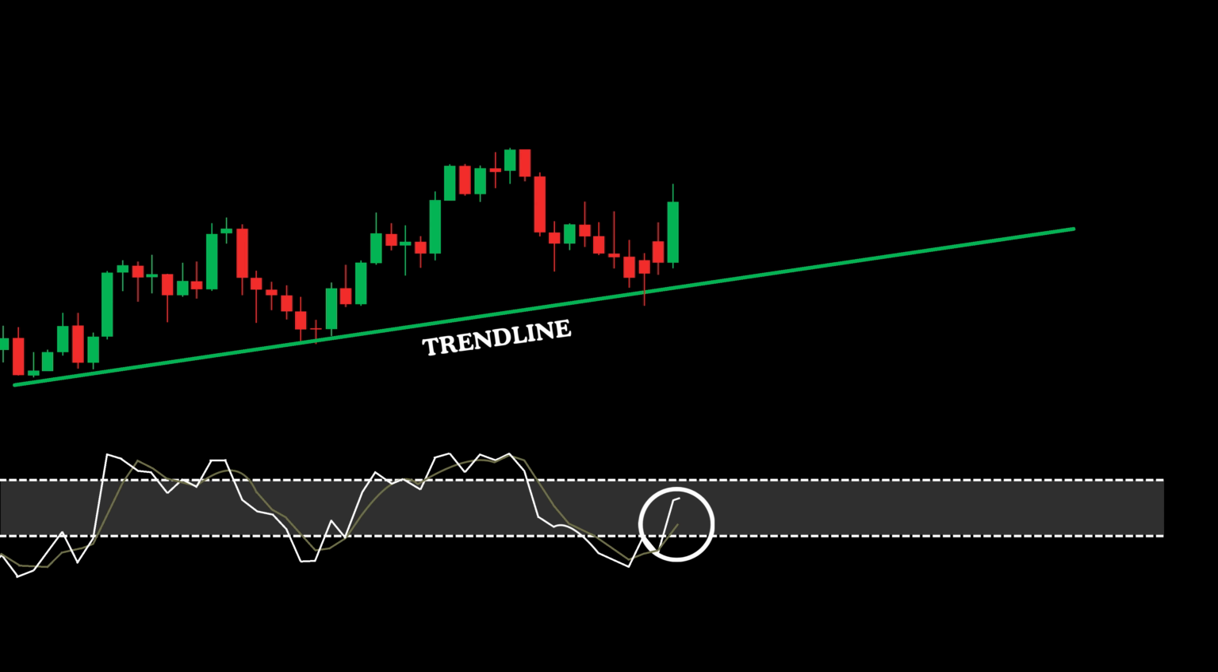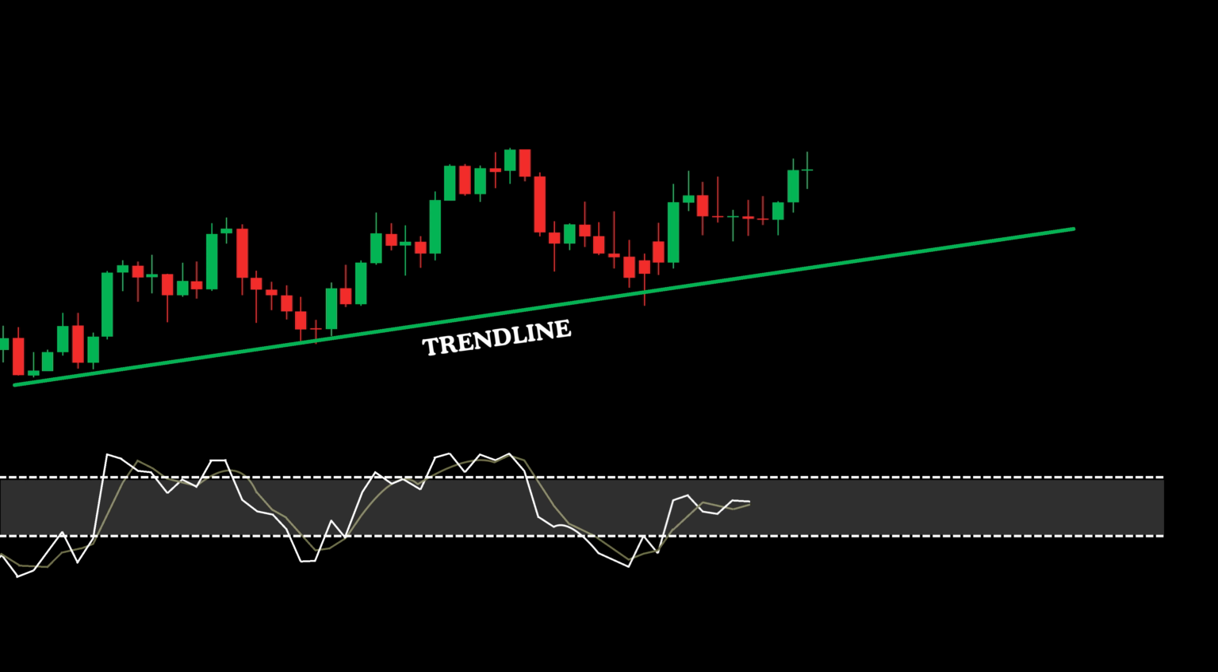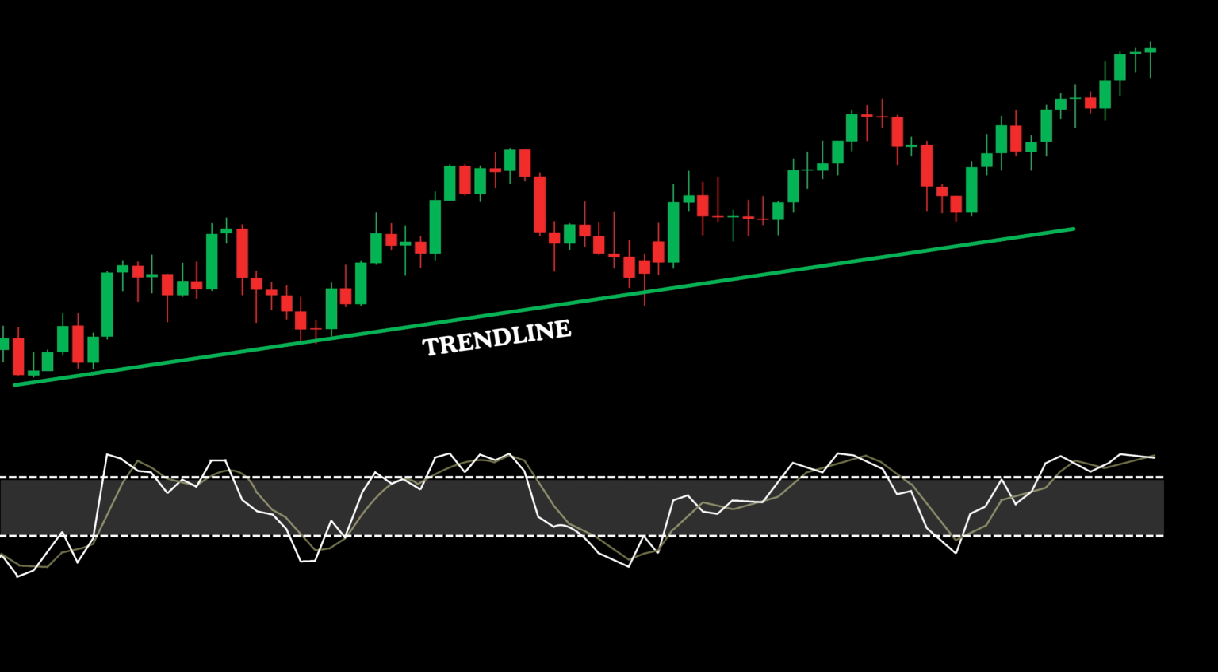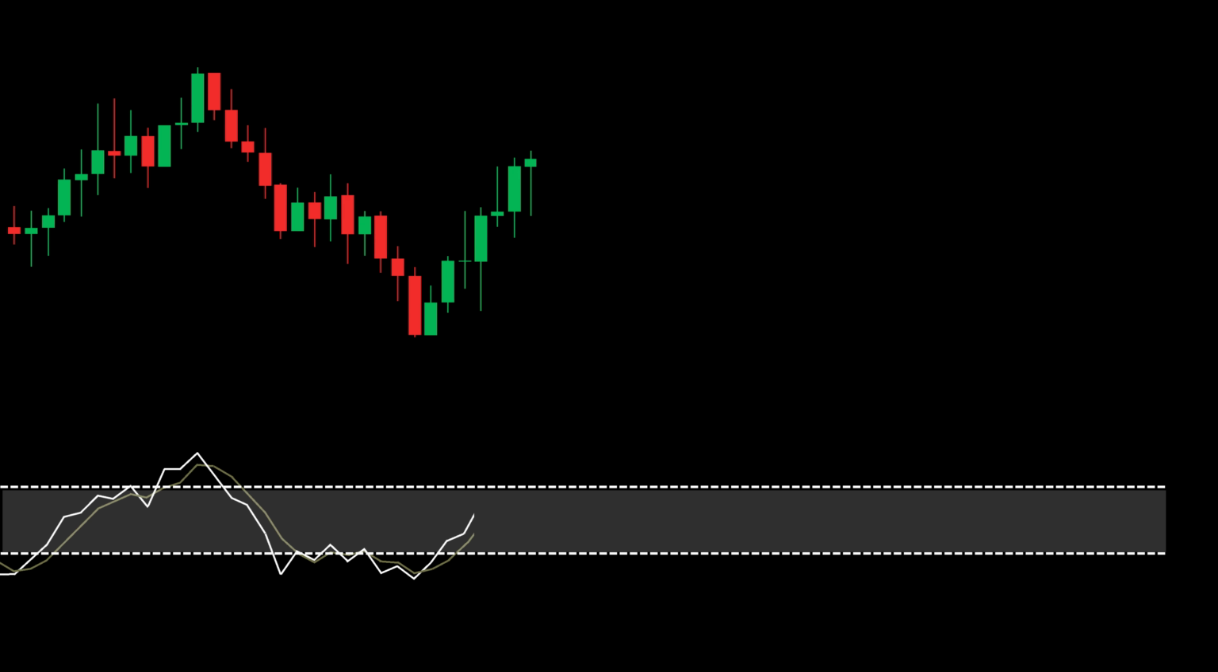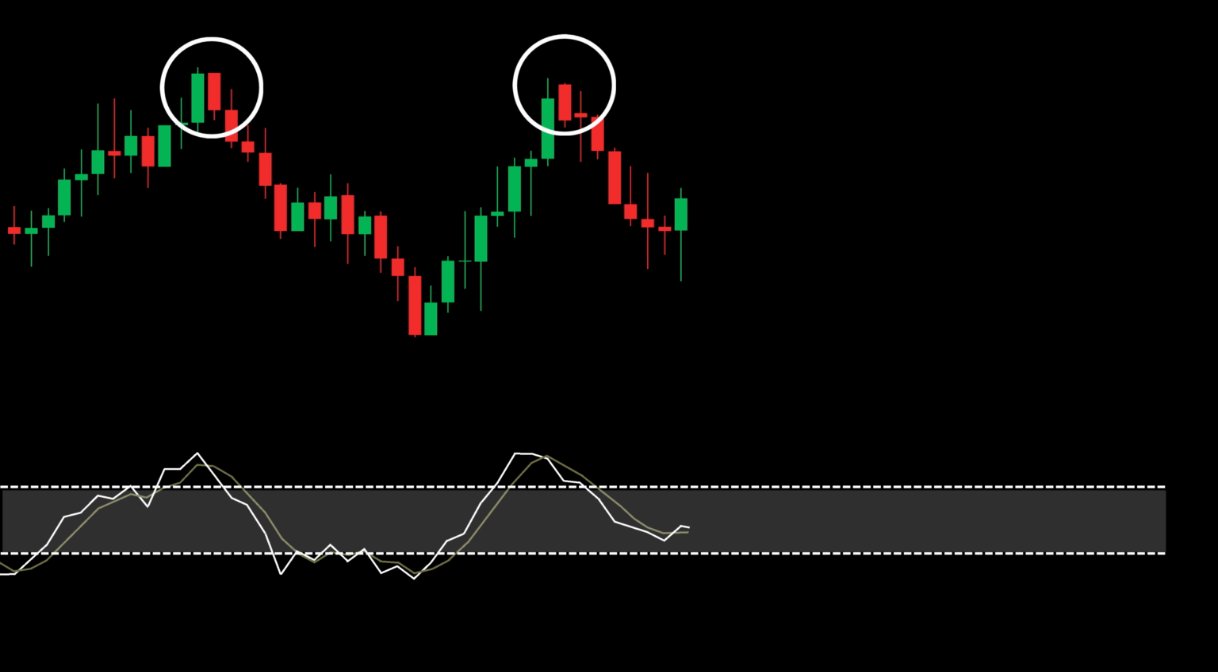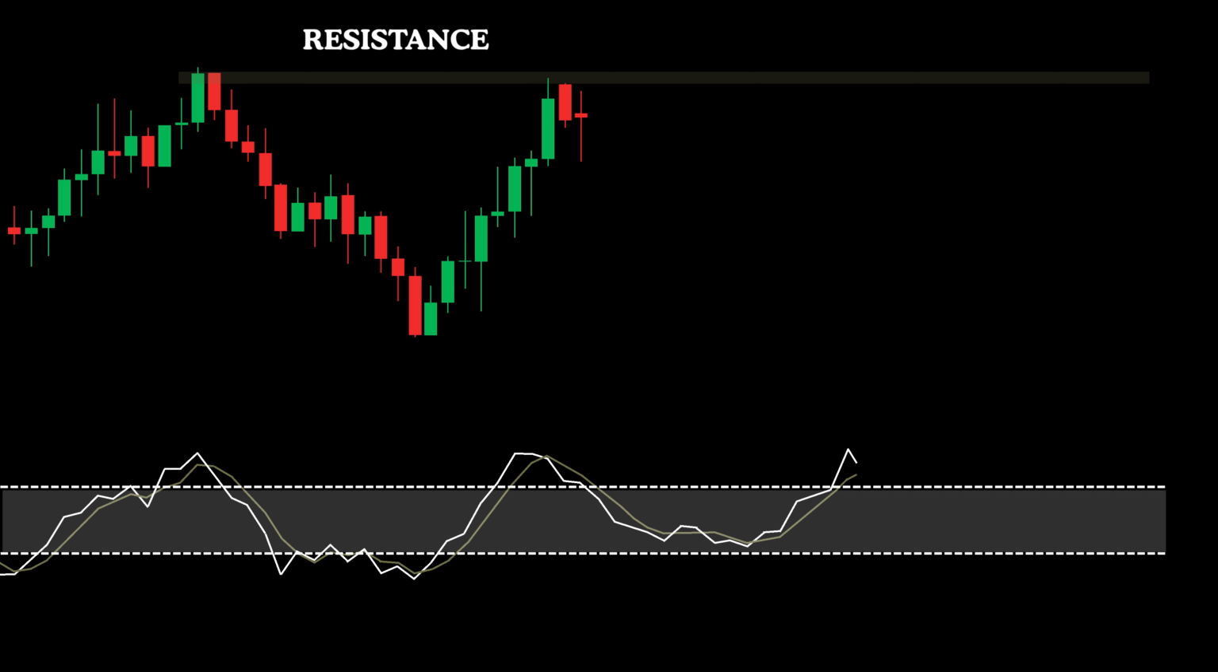Now you can see the stochastic has crossed above the oversold level, and we also have a bullish pin bar, which provides an early signal. This is the point where we can enter a buy trade. For example, the price has touched a particular level multiple times and been rejected. We can mark a resistance level here, and similarly, another resistance level here.